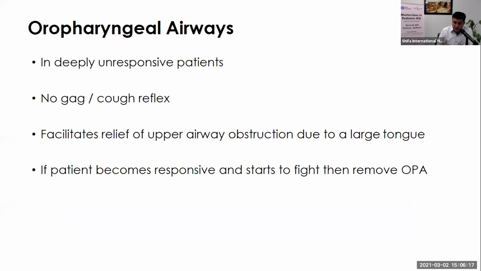The oropharyngeal airway is used in unresponsive patients because the oropharyngeal airway will cause cough and gag. That's why if a patient is conscious, you better avoid it, and then you go for the nasopharyngeal airway. What it does is it also relieves the upper airway obstruction if it is due to the tongue, which usually goes back to the posterior pharyngeal wall in unresponsive patients. And if the patient becomes responsive and starts to fight, then you better change the oropharyngeal airway to the nasopharyngeal airway, rather.